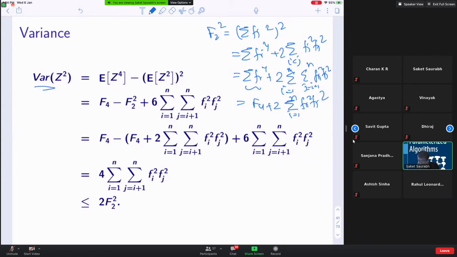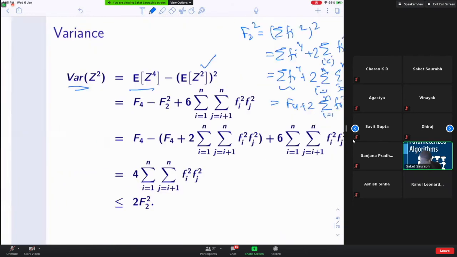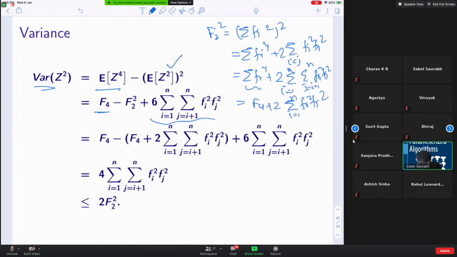So what is the variance of z square? It is the expectation of z to the power 4 minus this. Let's see. What did we compute for the expectation of z to the power 4? We just computed it in the previous slide, right? This quantity plus this quantity. So this is f4, agreed, plus 6 times this. So this appears as f4 and 6 times this. And the expectation of z square was f2, so this is like f2 square.